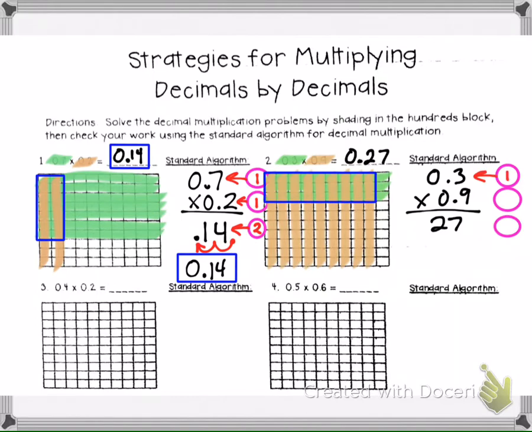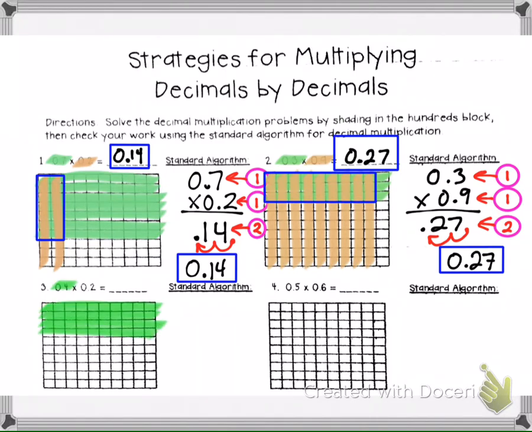My first bubble is going to have a 1. Second bubble is going to have a 1. And my third bubble is going to have a 2, because 1 plus 1 is 2. Move the decimal twice to the left, and my answer is going to be 27 hundredths, which matches the answer for my model. Number 3, 4/10.